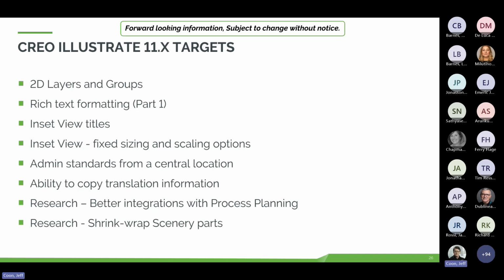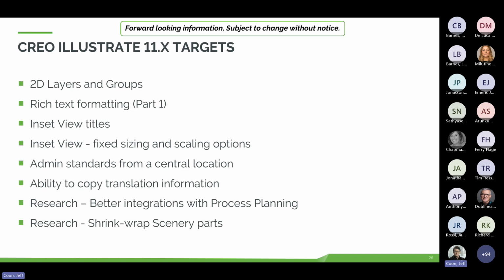And then admin standards from a central location. So hopefully you all are aware and are using the new Creo Illustrate admin tool. If you are not and want to know more about it, again, reach out to your Arbortext team and we will be happy to talk with you about it. Basically, this is the tool that allows you to create standards so that all of your illustrations, at least within reason, conform to the same visual standards. You're using the same line weights and line styles and colors and all those kinds of things.